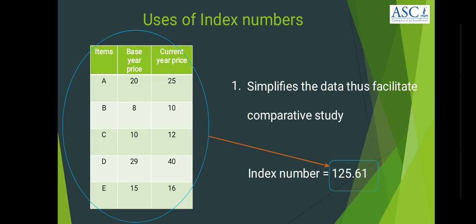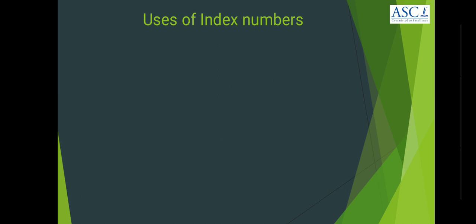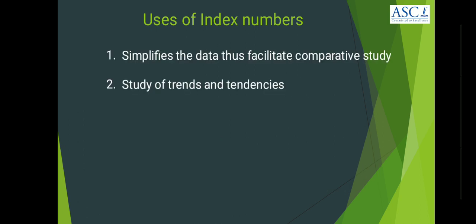Now, let us consider the second use. Index numbers study trends and tendencies. Means an index number indicates whether the prices of commodities are going up or down. That is, whether prices of commodities show upward or downward trend.